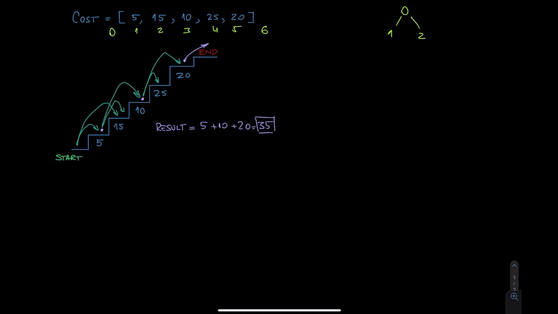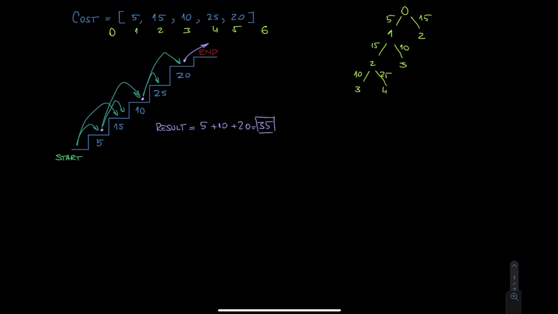The cost to go to step 1 is 5. The cost to go to step 2 is 15. From step 1 I have again two options: to either go to step 2 or to step 3. The cost to go to step 2 from step 1 is 15. The cost to go to step 3 is 10. From 2 once again I have the option to go to step 3 or to step 4. 2 to 3 cost is 10. 2 to 4 cost is 25.